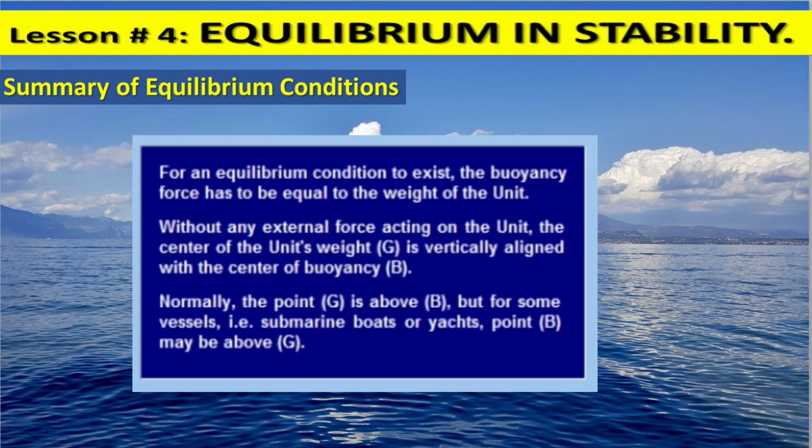For an equilibrium condition to exist, the buoyancy force has to be equal to the weight of the unit. Without any external force acting on the unit, the center of the unit's weight, G, is vertically aligned with the center of buoyancy, B. Normally the point G is above B, but for some vessels, i.e. submarine boats or yachts, point B may be above G.